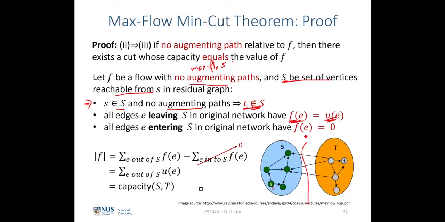And the third point to be made here is that all the edges entering S in the original network would have a flow equal to 0. This is simply because all the arrows are already pointing from T towards S. This means that once this state has been reached, there won't be any flow flowing back towards the sink. Otherwise, the arrow would have been in this particular direction instead.